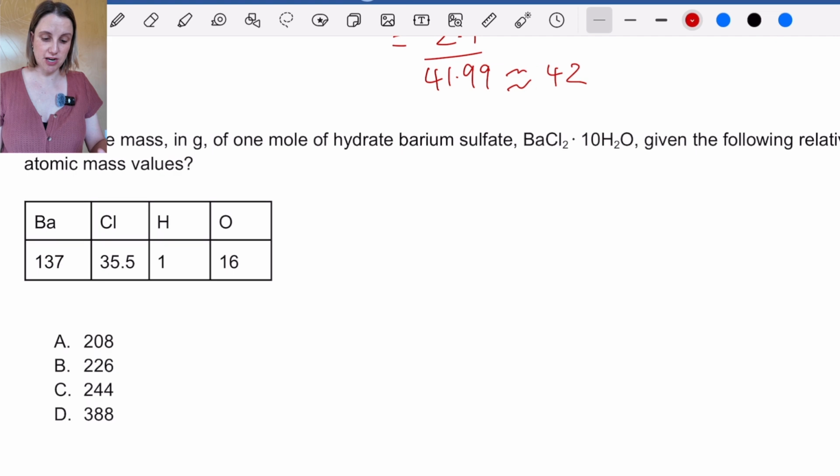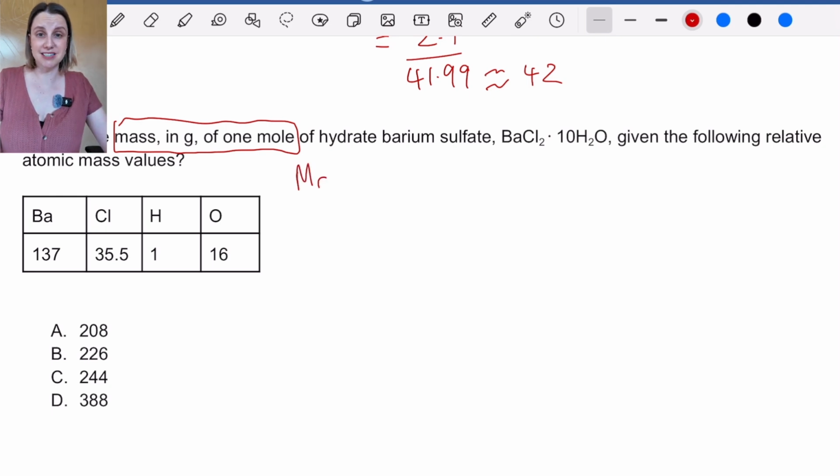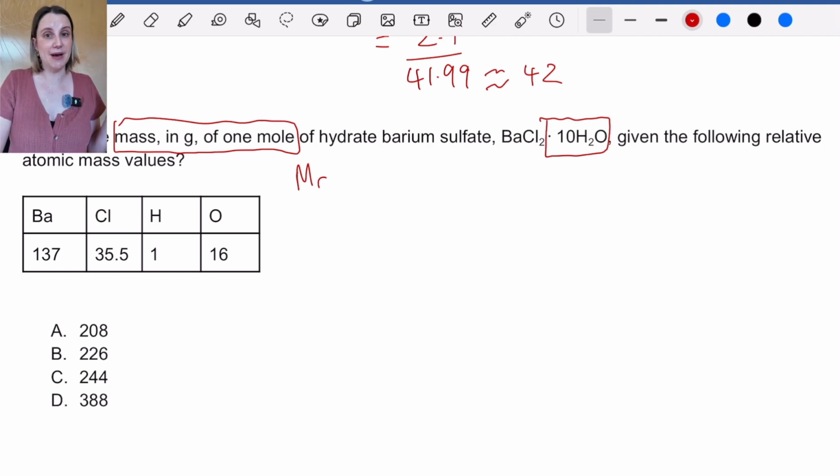If we have a look at the next question, it's saying, what is the mass in grams of 1 mole of hydrated barium sulfate given the following relative atomic mass values? Here, if they're asking for the mass of 1 mole, that's really asking for the Mr, the relative molecular mass. There's nothing more fancy. They're just asking you to add it all up. And what they're testing here is whether you know that the water of crystallization should be included in that relative molecular mass number, because they're contributing to the mass of 1 mole of that substance.